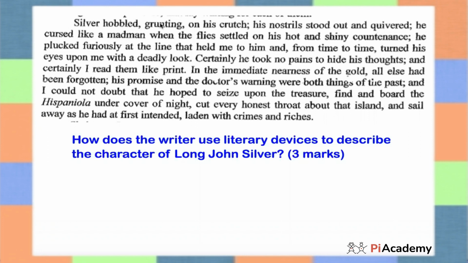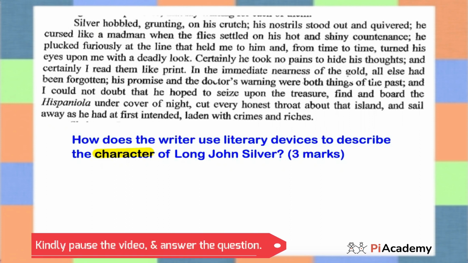Thank you very much. So we're looking at a 3-mark question. So you're going to be needing to have a look and make at least one lengthy PED paragraph. How does the writer use literary devices to describe the character of Long John Silver? And we're looking at particularly the character of who is there. And if everyone can ensure that they are on, please. 5 minutes.